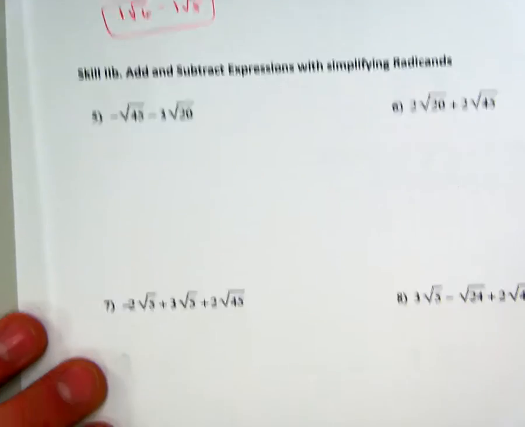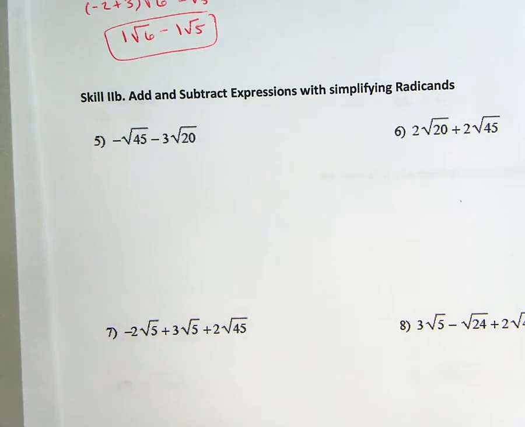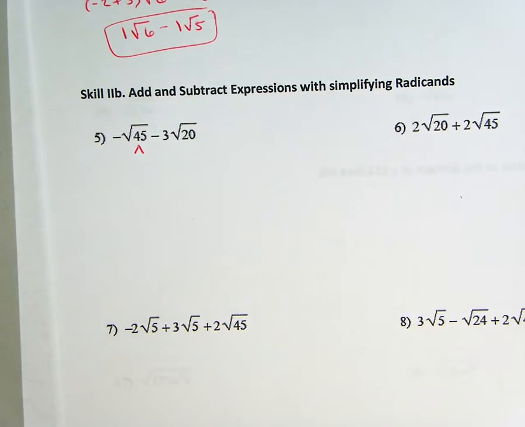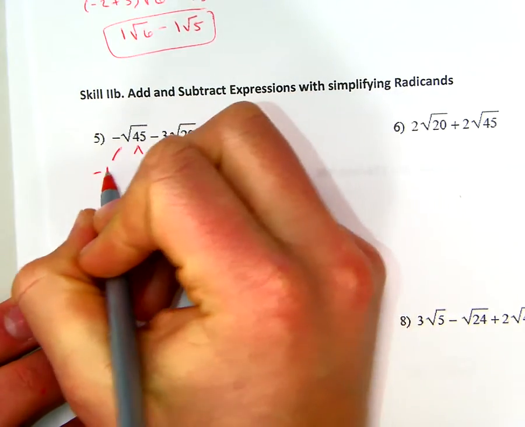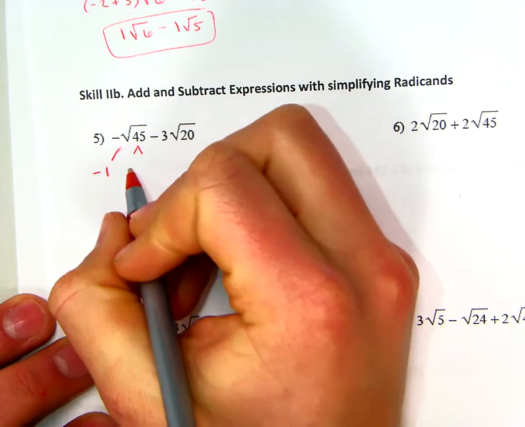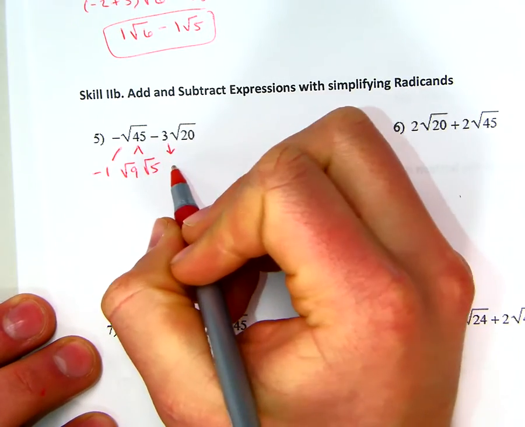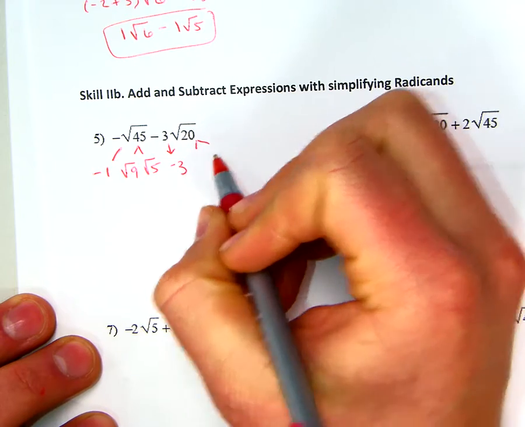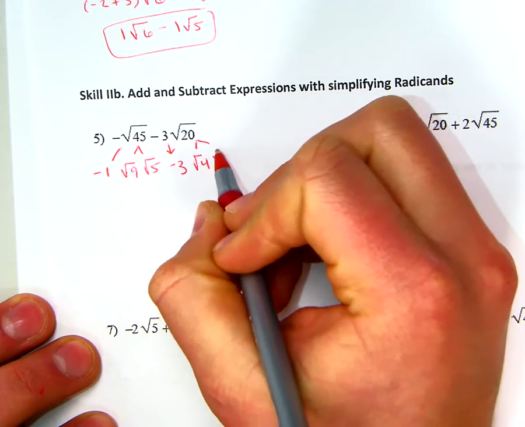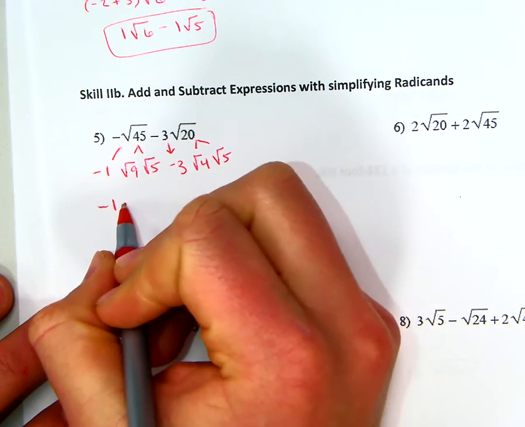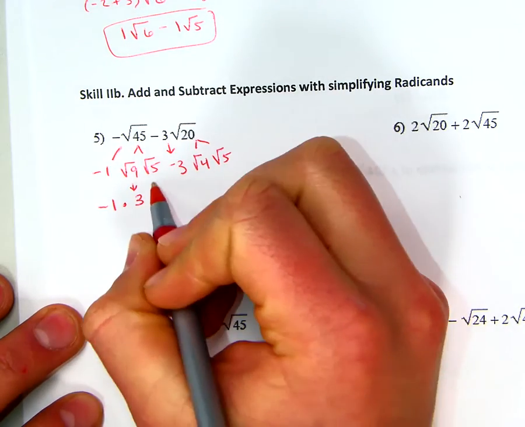Here we have simplifying, so sometimes we might have to simplify. First we did this for 10-2. When we simplify, your goal is to figure out what is a perfect square. So here, this is a negative 1. I can break down the square root of 45 into the square root of 9 and the square root of 5. Here, this is the negative 3, and I'm going to break down the square root of 20 into the square root of 4 and the square root of 5. From there, I have negative 1 times, this is 3.